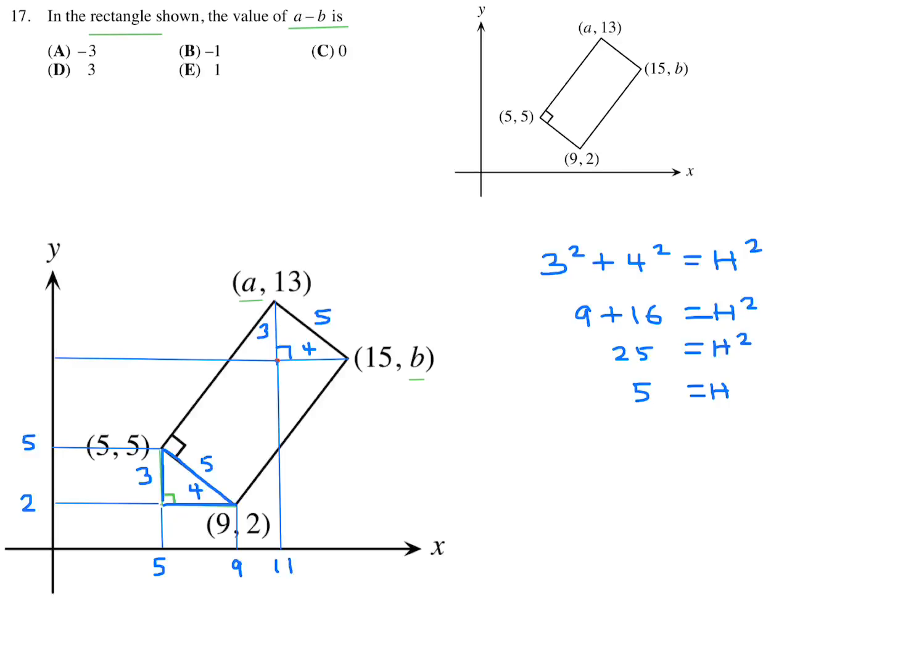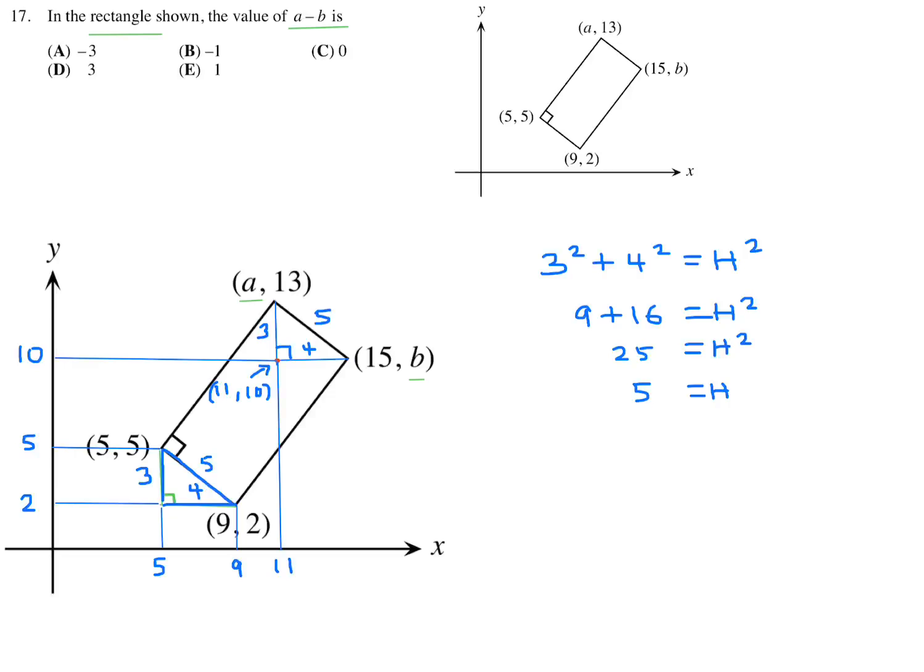Therefore, that would be 11, right? And similarly, this point over here is 3 below 13. 3 below 13 is 10. So therefore, this point is 11, 10.